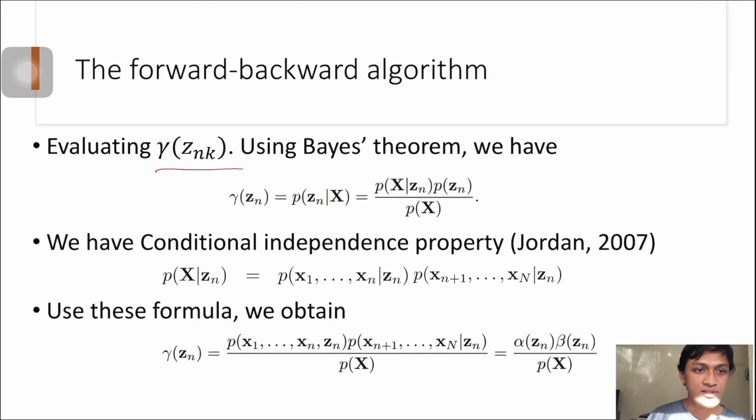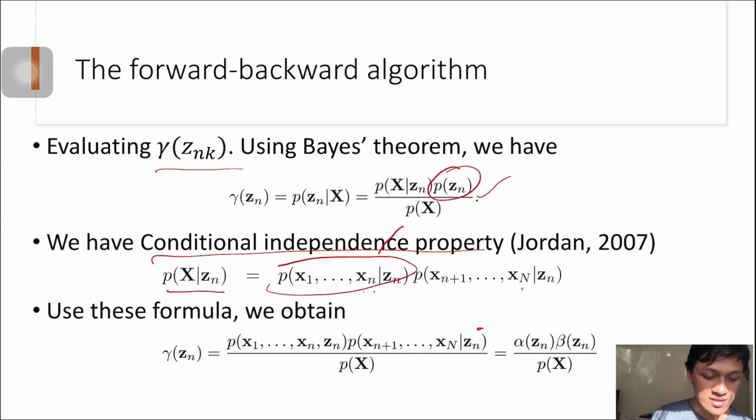So we can evaluate gamma(znk). Using Bayes' theorem, we can get this formula. And then we have the conditional independence property. We can see here that p(X | zn) is equal to p(x1 until xn | zn) times p(xn+1 until xN | zn). By substituting these two formulas, we can get this formula. As you can see here, because it will be used in this formula, we have this one times p(zn), equal to the joint distribution p(x1 until xn, zn), while this other one remains the same. From this formula, we can get the values of alpha(zn) and beta(zn). The alpha represents this one, and the beta represents this one.